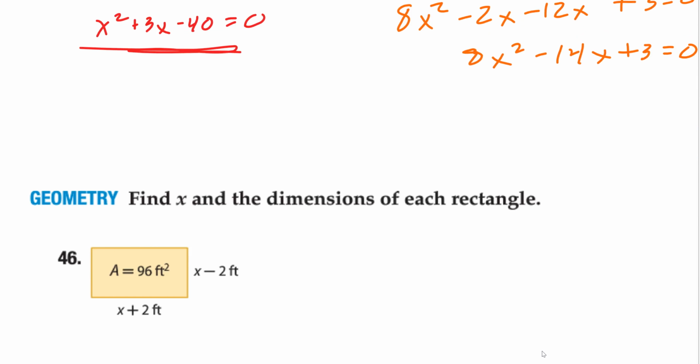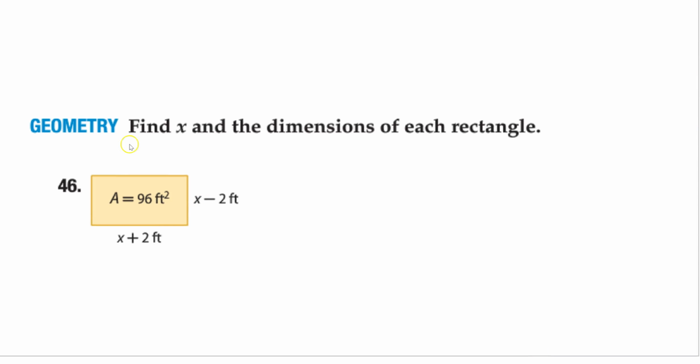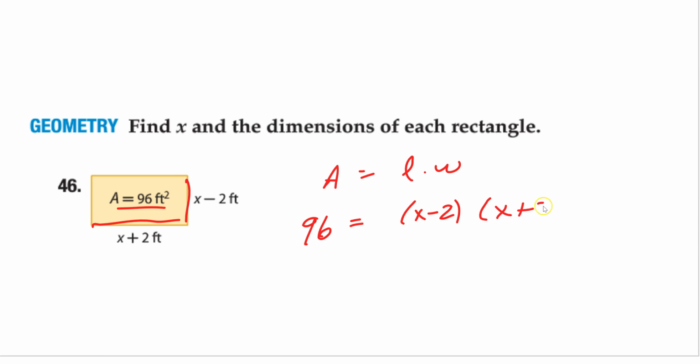One last one, and then we're done, I promise you. So here's this one. Find x and the dimensions of each rectangle. So they want me to find the dimensions of this rectangle. Well, they tell you the area is 96. Remember the way you find the area of a rectangle? Length times width. And I have everything I need. Area is 96. The length is x minus 2. The width is x plus 2.